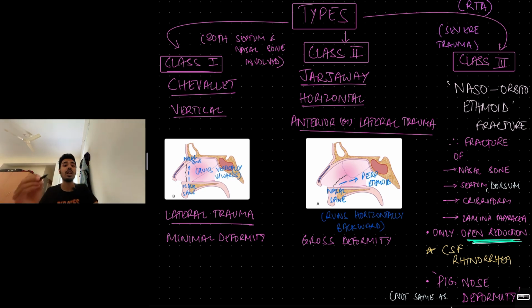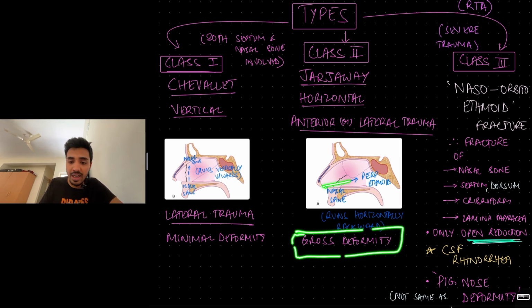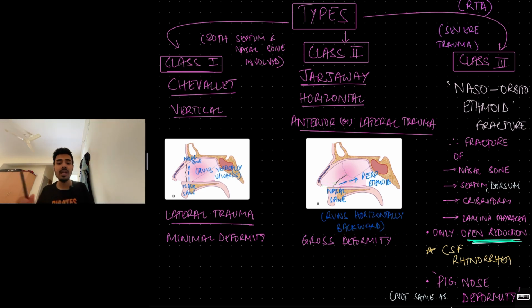Whereas class 2 fractures, also known as Jarjaway fracture, are due to anterior trauma or can also be due to lateral trauma. But there is way more deformity in class 2 fractures compared to class 1. There is gross deformity. Here the fracture lines, as you can see, run backwards. Class 1 Chevalier, class 2 Jarjaway. Class 1 vertical, class 2 horizontally backwards; class 1 less deformity, class 2 more deformity.